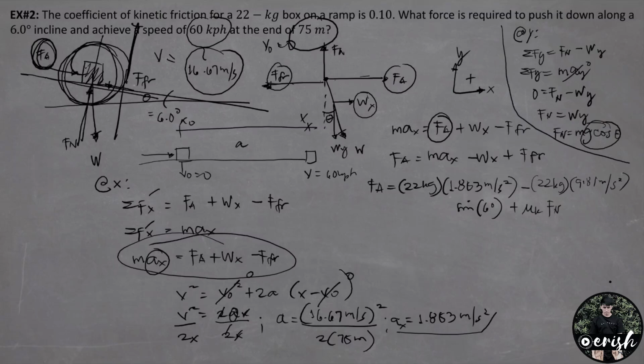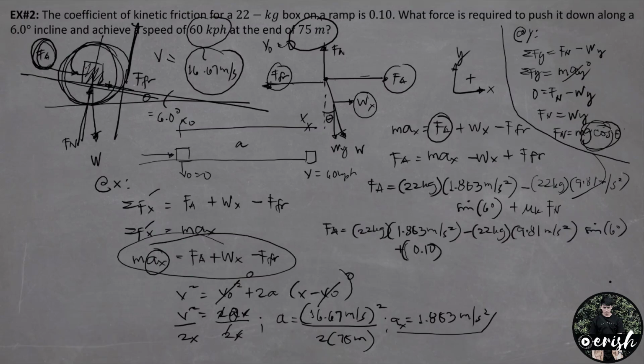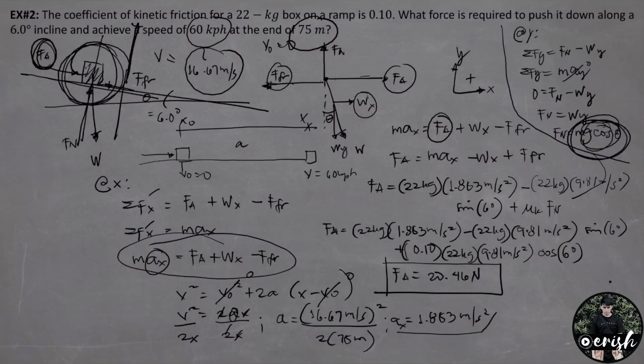So, ito na mismo yung ilalagay natin dito. Coefficient of kinetic friction na 0.10 times the normal force, we have the value here. Ang mass is 22 kilograms times 9.81 meters per second square again, cosine 6 degrees. Pwede na natin calculate ngayon, by calculating force applied is equal to 20.46 Newton. So, this is the force required para maipush natin yung box and magkaroon siya ng motion, mag-accelerate hanggang magkaroon siya ng speed na 60 kilometers per hour and ma-reach niya yung layo na 75 meters.